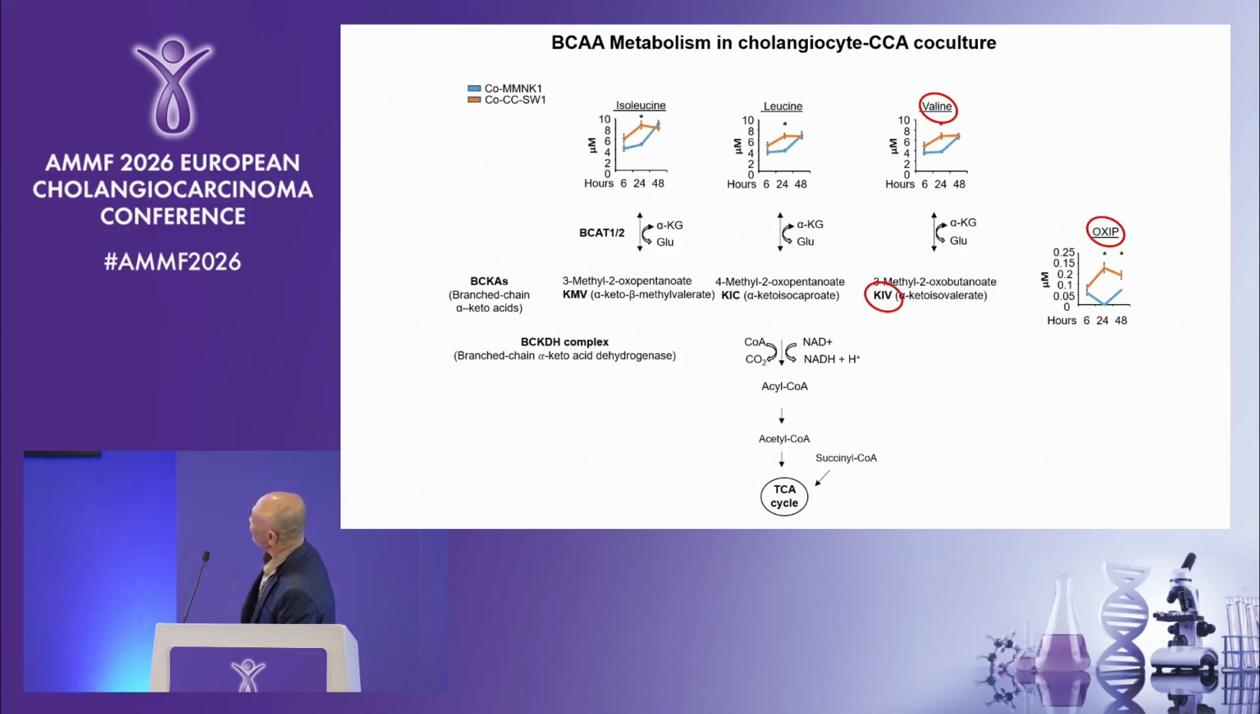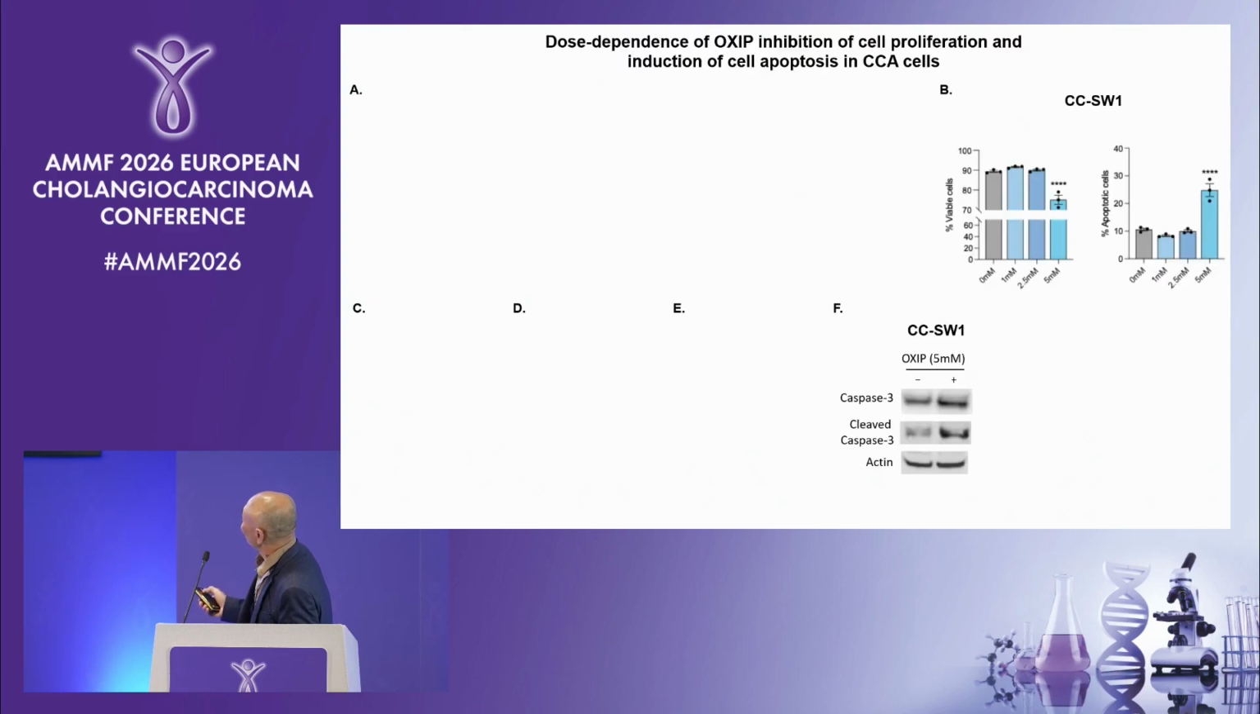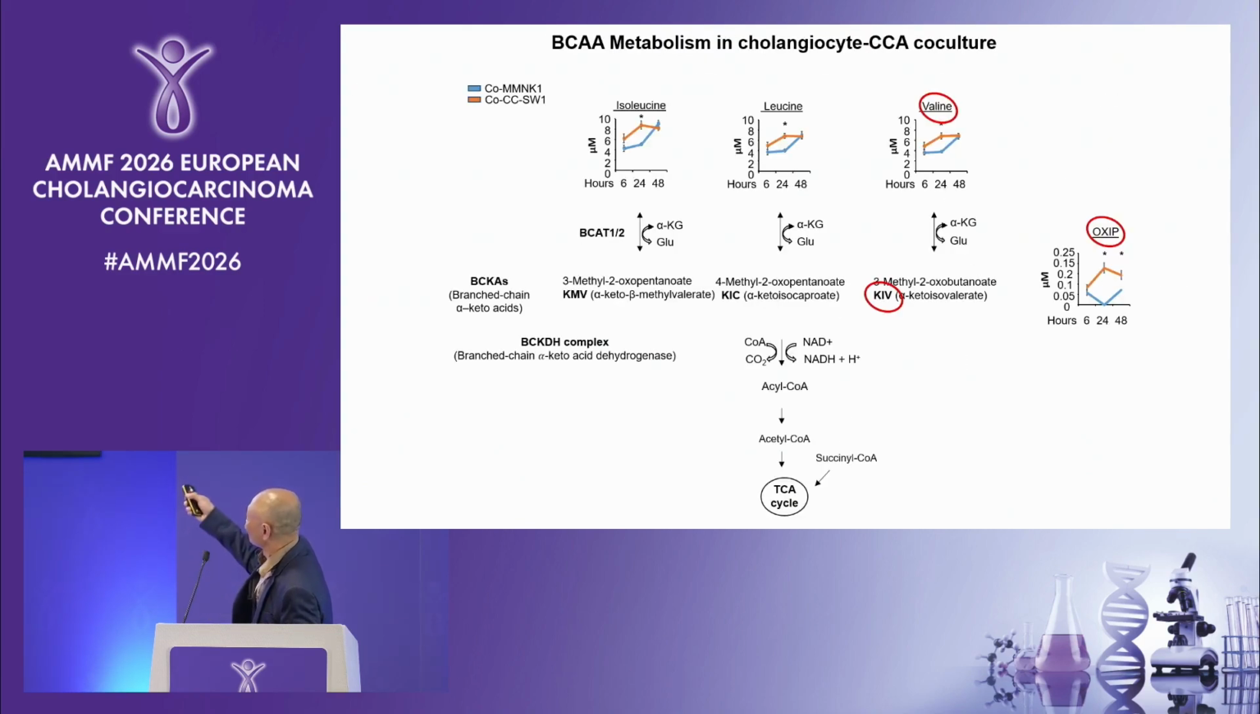So we found OXIP, which has other names like KIC, or another one, 3-methyl-2-oxobutanoate. They are just the same thing here. Okay, I'm running out of time. This is the production pathway, and it appears that normal cholangiocytes compete with the cholangiocarcinoma cells for energy production, protein synthesis, and such.